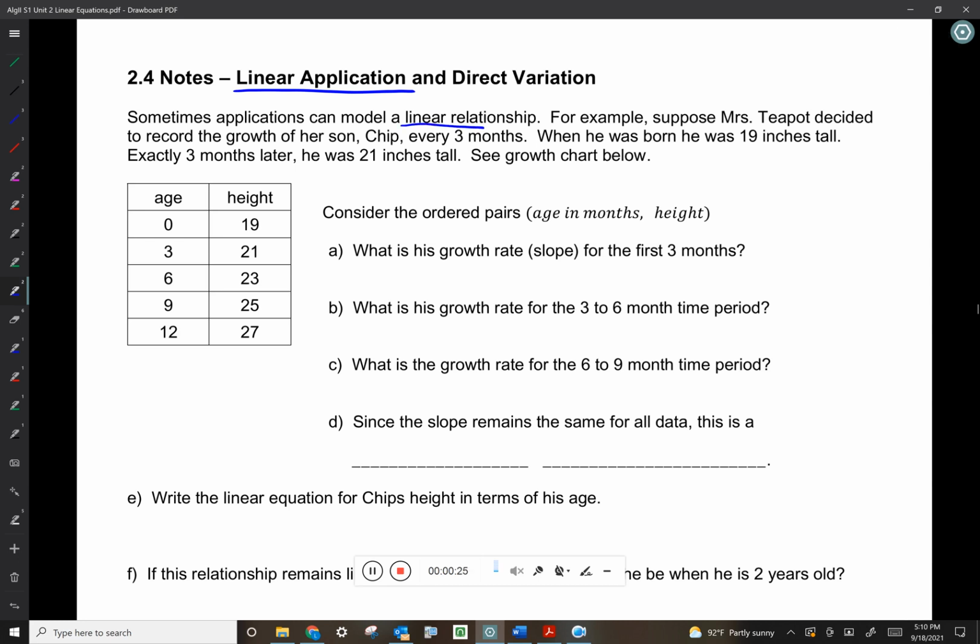So for example, suppose Mrs. Teapot decided to record the growth of her son Chip every 3 months. Sounds a bit like Beauty and the Beast, doesn't it?